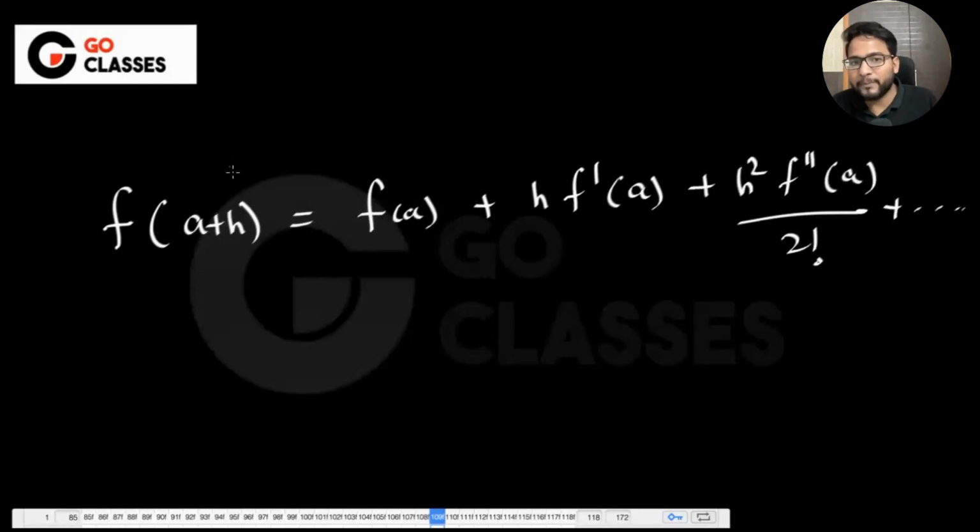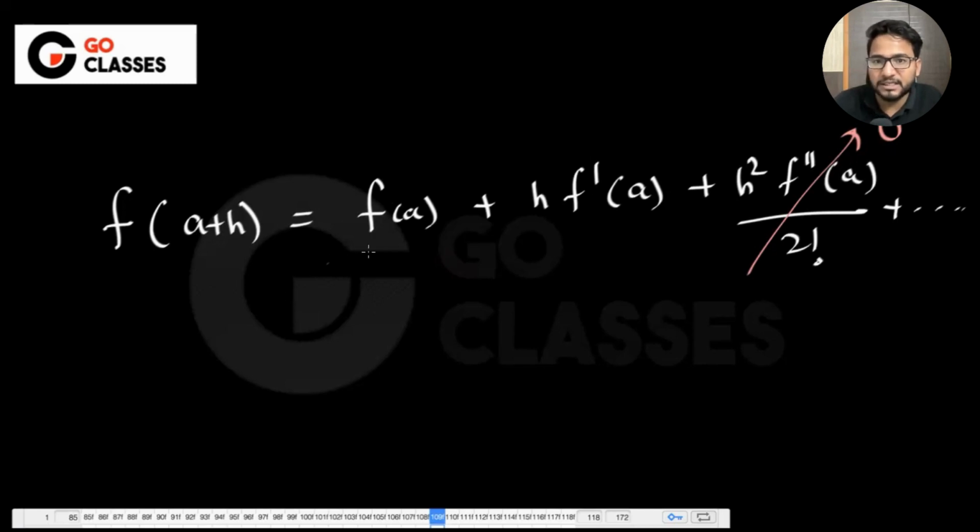Taylor series is only applicable, first of all, in the neighborhood, which means that if you know the function value at A, and you want to approximate the function value in the neighborhood, which means near A, at A plus H, then you can approximate using some formula. So let's suppose H is very small, so H square is even extremely small. That's why generally we make these terms zero.